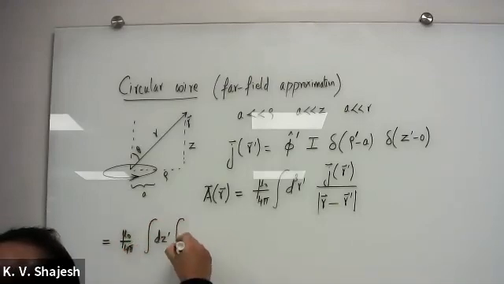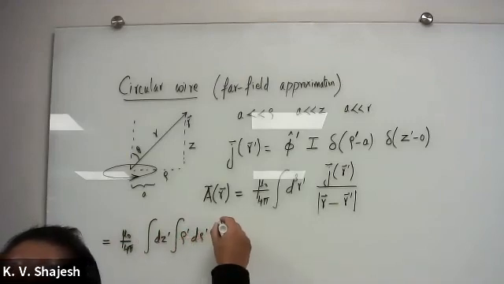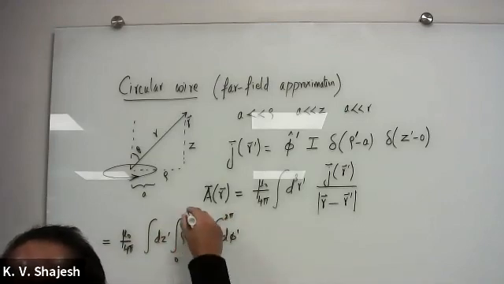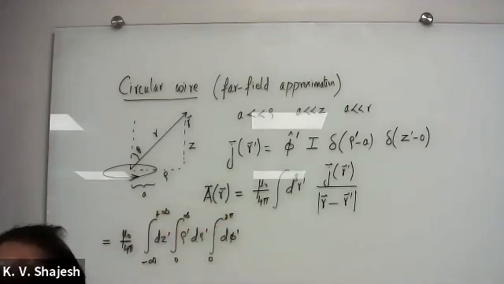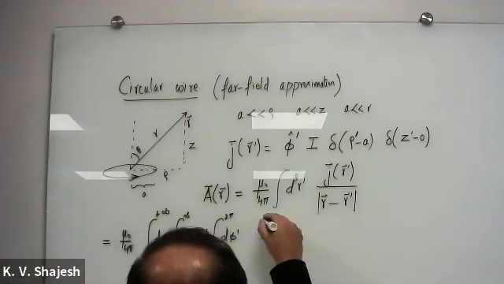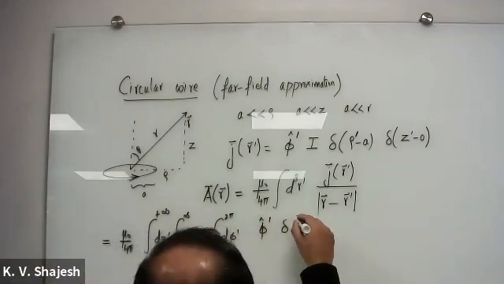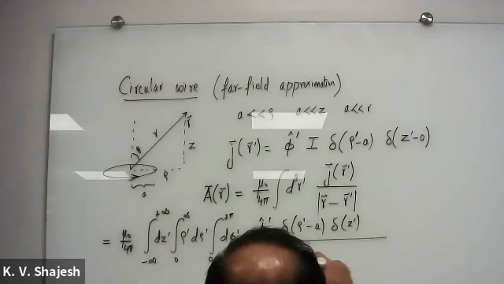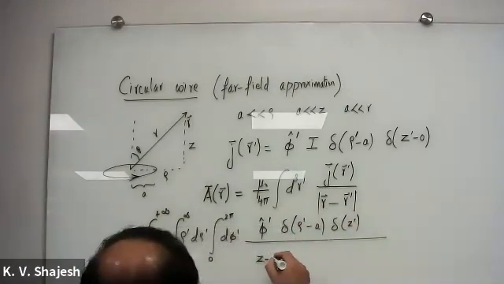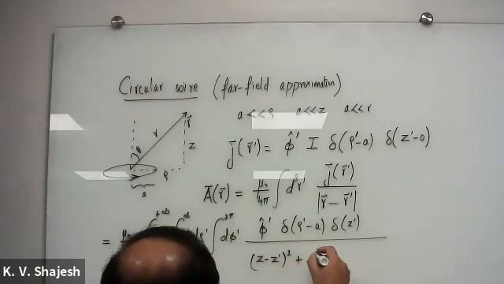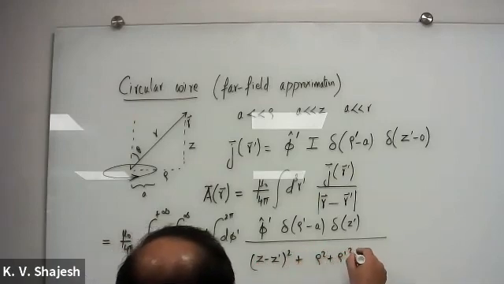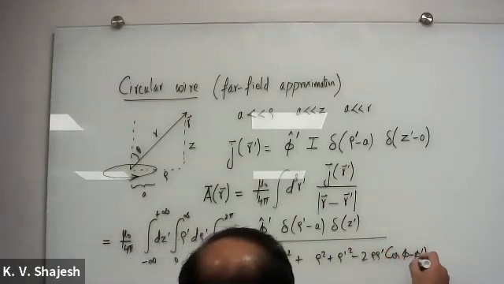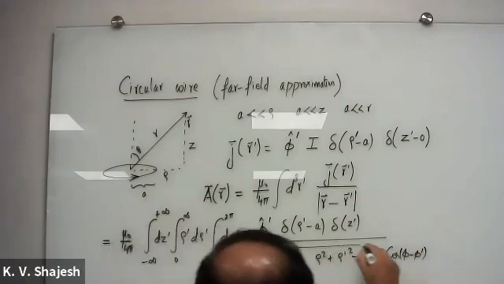This we said was equal to the integral of dz prime, rho prime d rho prime, d phi prime, with phi from 0 to 2 pi, rho from 0 to infinity, z from minus infinity to plus infinity, of the current density in the phi prime direction, with delta of rho prime minus a, z prime set to 0, divided by the square root of z minus z prime squared plus rho squared plus rho prime squared minus 2 rho rho prime cosine of phi minus phi prime.